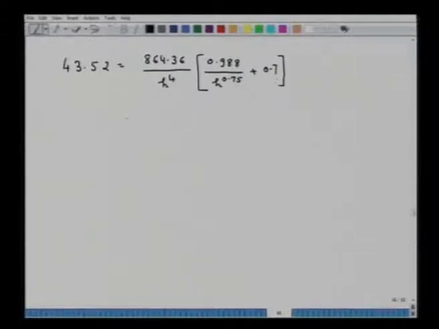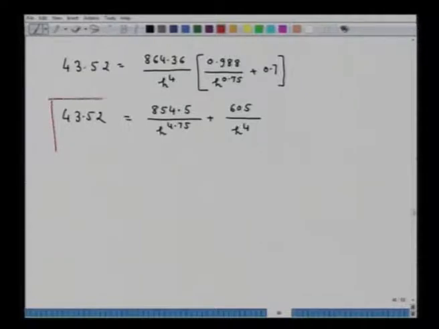So I get an equation which is to be solved, that is 854.5 upon h to the power 4.75 plus 605 upon h to the power 4, and that is equal to 43.52. Now in this equation, you have one unknown variable h, so this equation can be solved by the method of iteration, or you can also try a graphical solution.